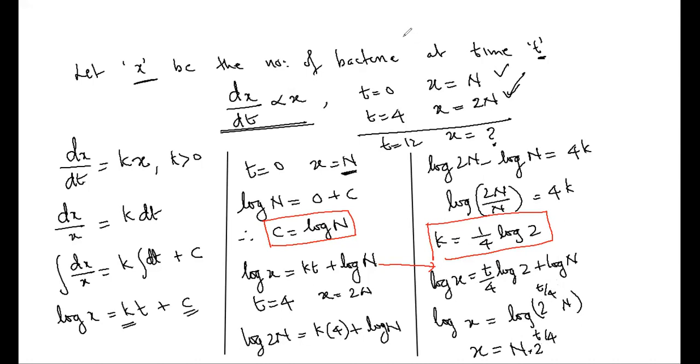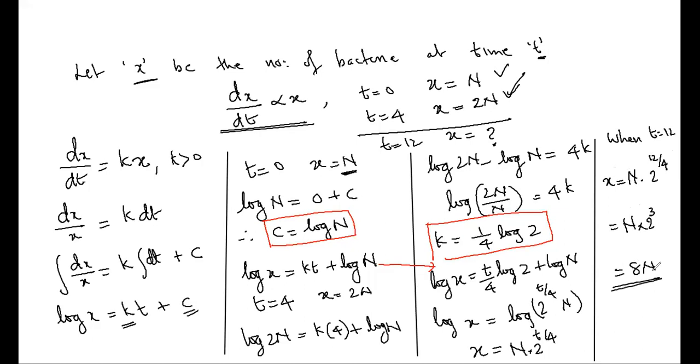Now we want to find out how many times the bacteria would have grown when time is 12. So when t is 12, I can write x is n into 2 raised to 12 by 4. That is n into 2 cube, that is 8n. So how many times would the bacteria have grown by then? It would have grown by 8 times. So your answer is 8 times. Bacteria are grown by 8 times. That's how we can solve this problem.